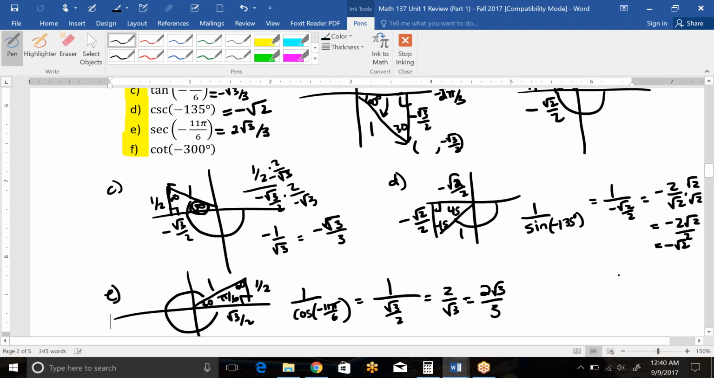And then finally, the cotangent of negative 300 degrees. That is all the way over here with a leaving of 60. And that makes this a 30, 60, 90. So this is 1/2, square root of 3 over 2, and 1. And we're doing cotangent, which is x over y.